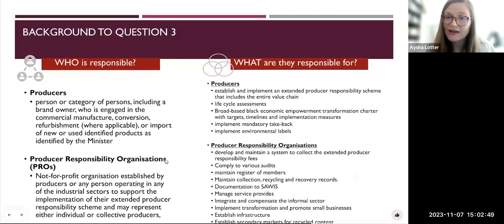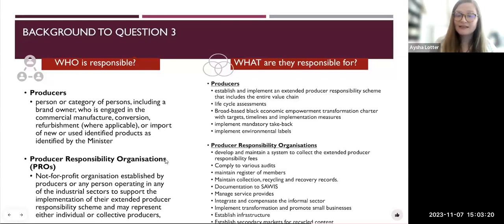Producers are, well, specifically juristic or natural persons, mostly juristic, which include brand owners who engage in commercial manufacturing, conversion, refurbishment, or import of new and used identified products. When they speak about identified products, at least today, we're speaking specifically about electronics and electrical equipment.